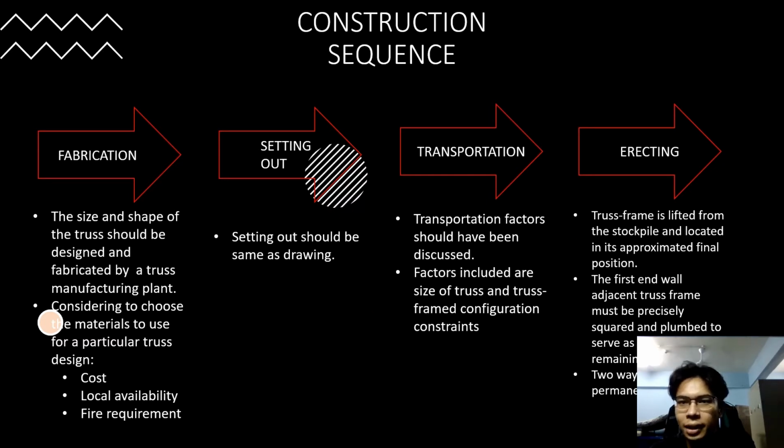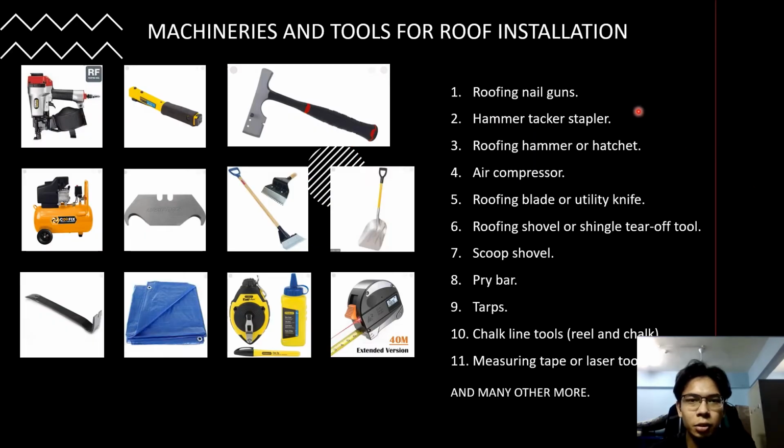To the next slide. This slide shows the machinery and tools for roof installation. Roofing nail guns. These are some of the tools. First and foremost, the roofing nail guns. Second, hammer tacker stapler. Third, roofing hammer or hatchet.